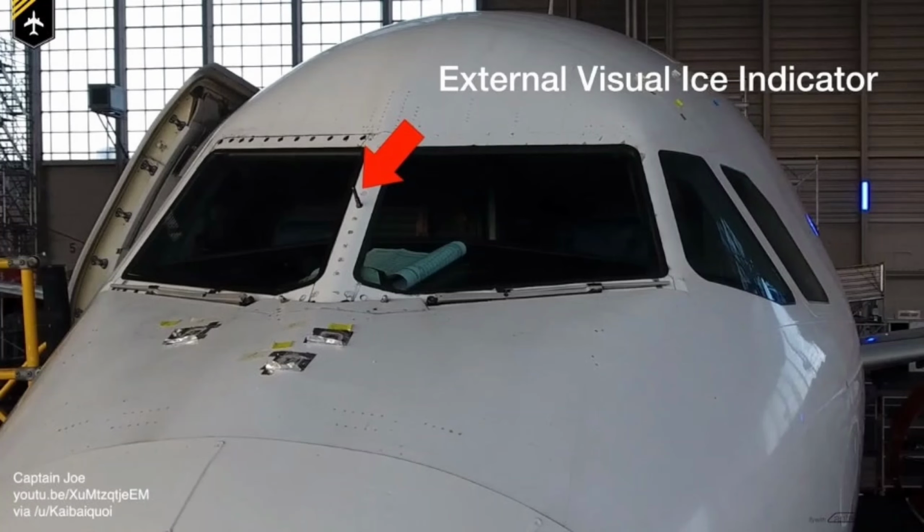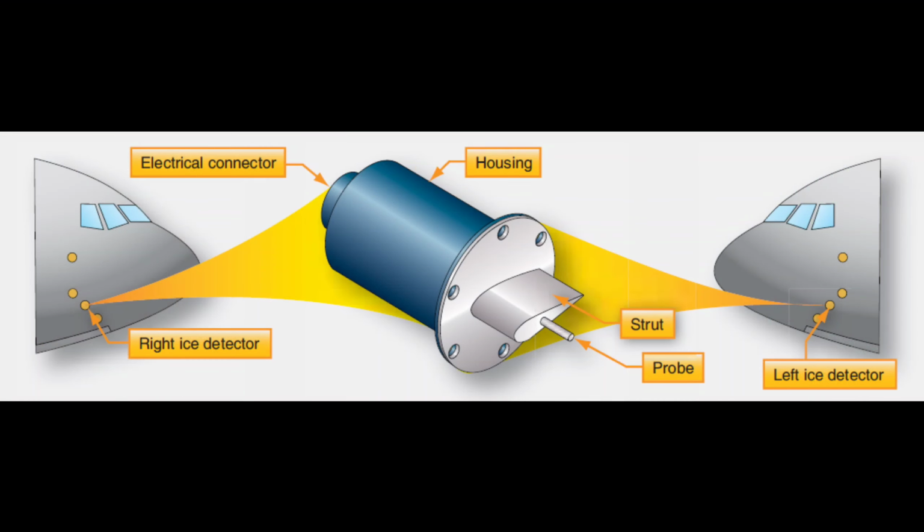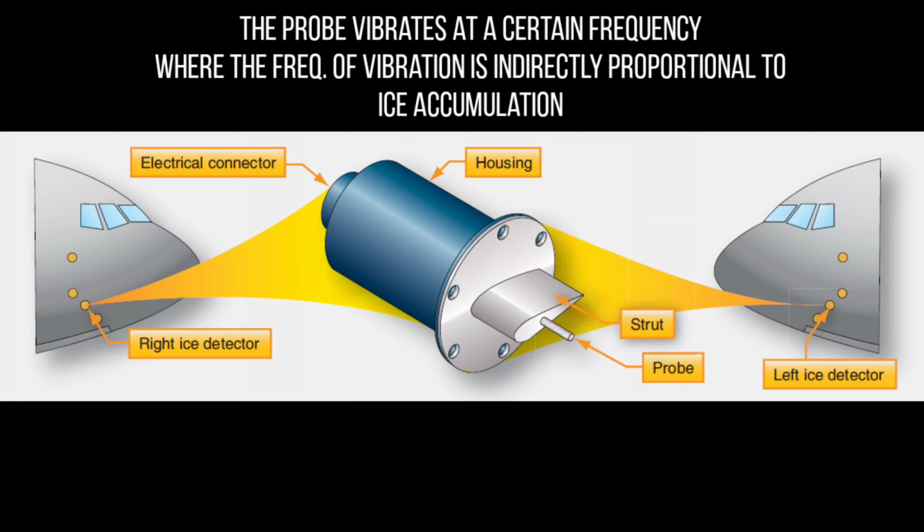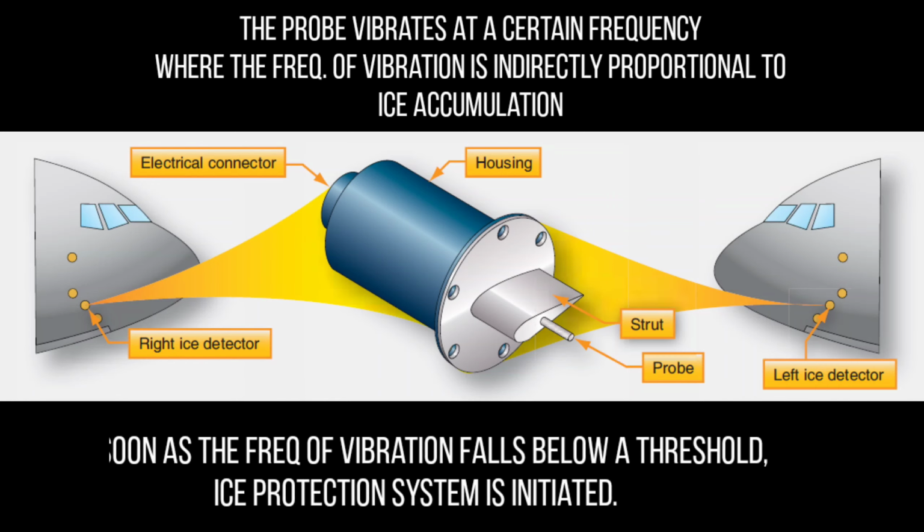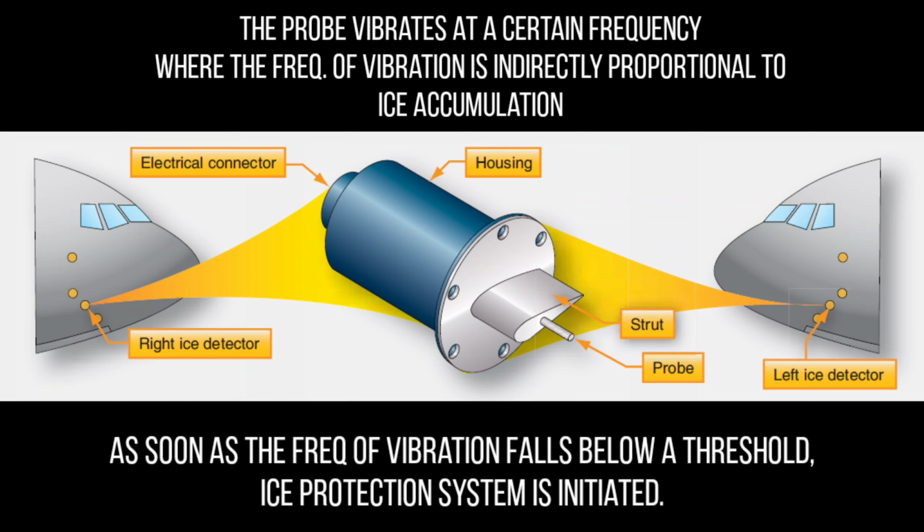Also, apart from this basic system, there is another system that is a little bit complex from the last one. This system consists of an entire assembly and a small probe that is protruded into the outside airflow. The probe vibrates at a certain frequency, and as soon as the ice starts to accumulate over the probe, the frequency of the vibration reduces. This is the mechanism with the help of which it detects the presence of ice in the environment. And as soon as the frequency drops below the certain threshold, the ice protection system comes in action.